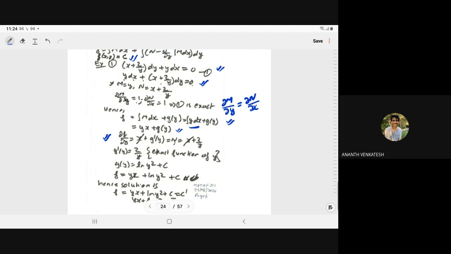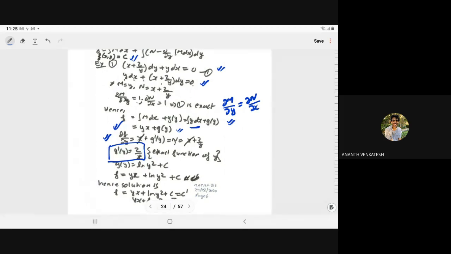So x and x cancel out. Automatically you can observe here that g dash is coming as a strict function of y. So g dash y is equal to 2 upon y. It will give you g(y) is equal to ln of y square plus c, because we are doing the integration, so here you add the constant of integration. It means f is yx plus g(y), and g(y) we have computed as ln y square. So f is equal to yx plus ln y square plus c.